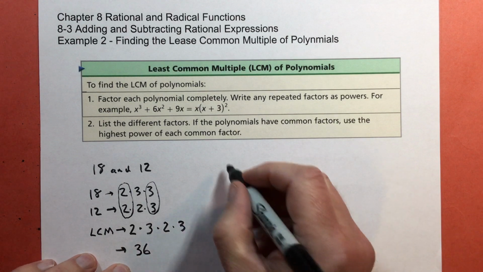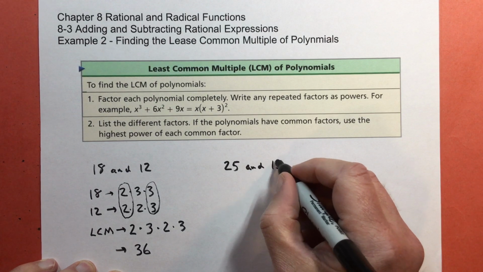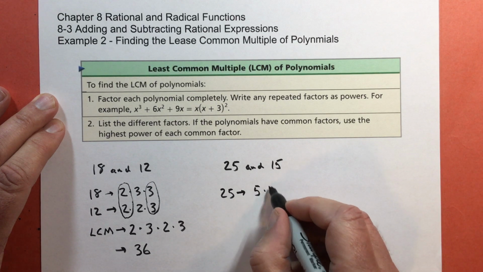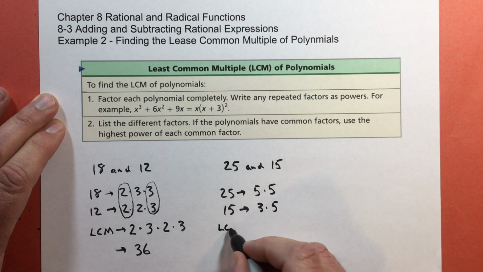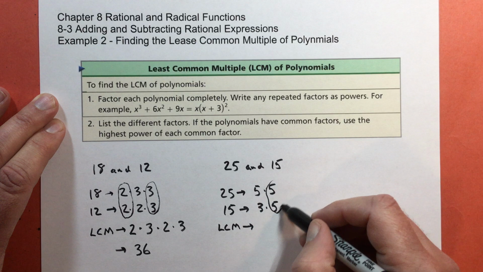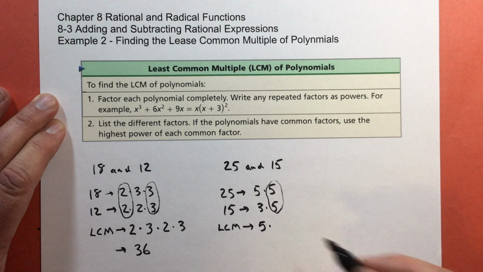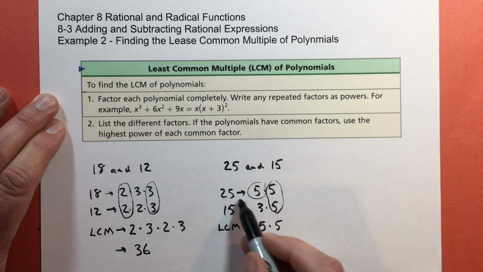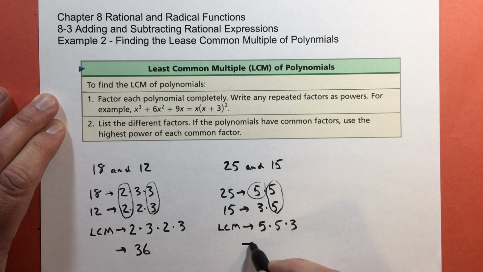Okay, let's try it again. Let's pick a different pair. Let's say 25 and what did I write down? 15. So 25 is going to be 5 times 5. And 15 is going to be 3 times 5. So my least common multiple has to have this 5, and I don't need to repeat it since it's in both of them. But I also have to include my other 5, because I need 5 times 5 to make a multiple of 25, and I also have to include the 3. So my least common multiple is going to be 5 times 5 times 3, which is 75.